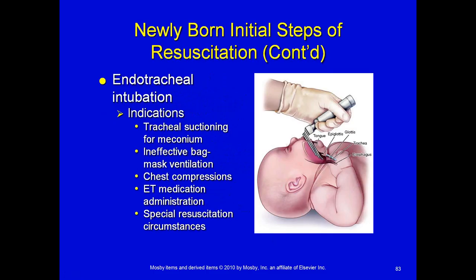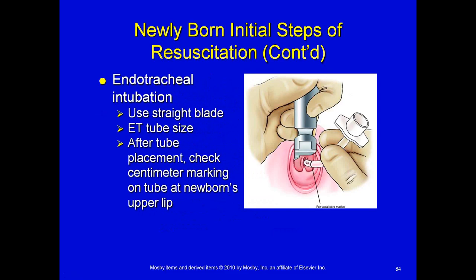Special resuscitation situations might require intubations, like drownings, those sort of things. You want to use a straight blade, not a curved blade. Straight blade, if you remember, just goes beyond the epiglottis and picks it straight up, rather than using a curved blade, which ends up in the vallecula, a little soft tissue pocket above the epiglottis and at the base of the tongue.